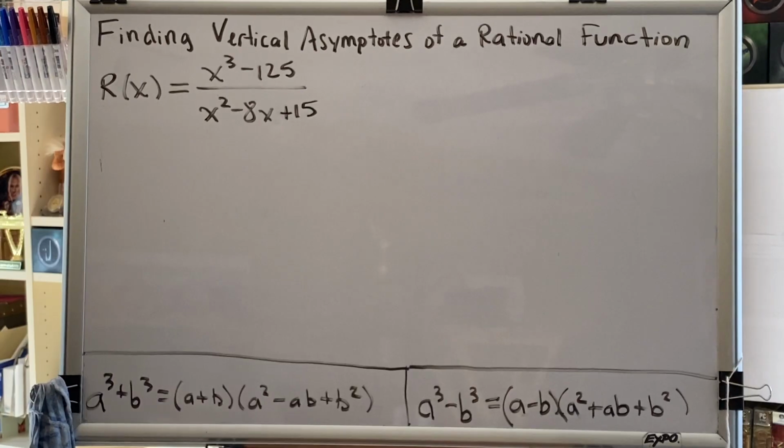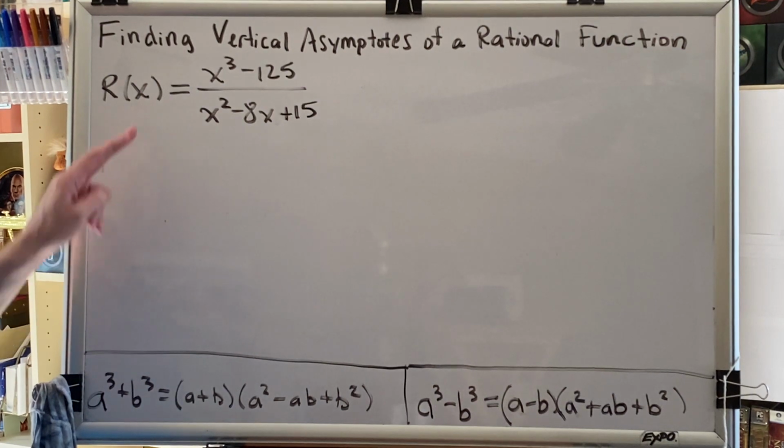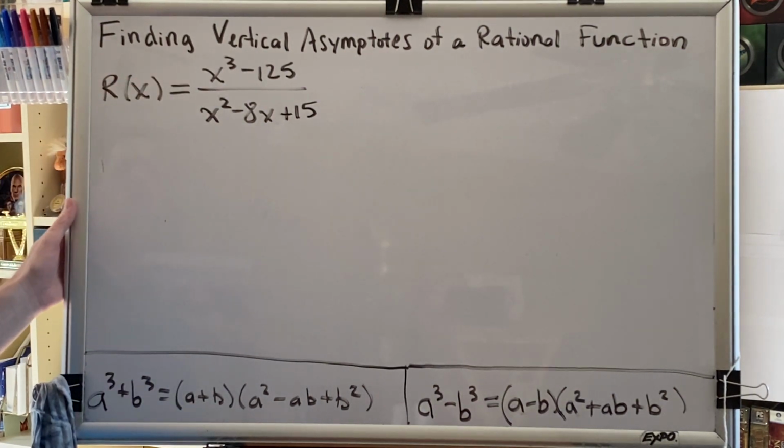The topic of this video is finding the vertical asymptotes of a rational function. Let's look at a problem. Capital R of x equals, all right, we've got a rational function. The numerator is x cubed minus 125. The denominator is x squared minus 8x plus 15.